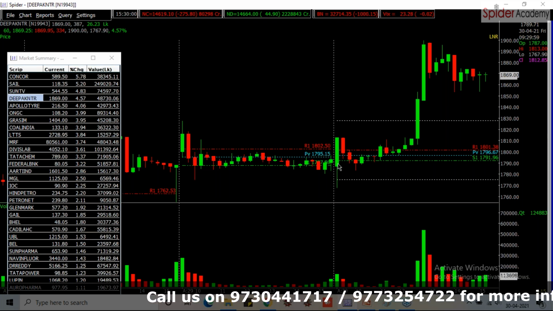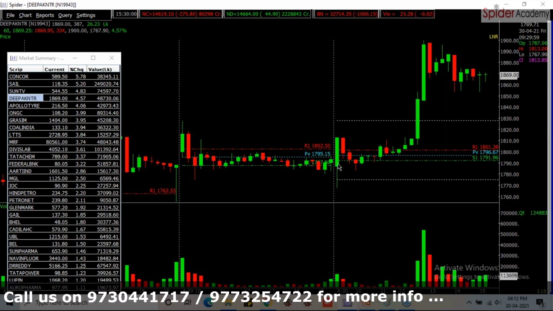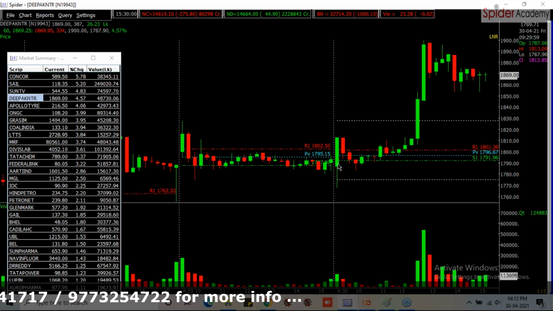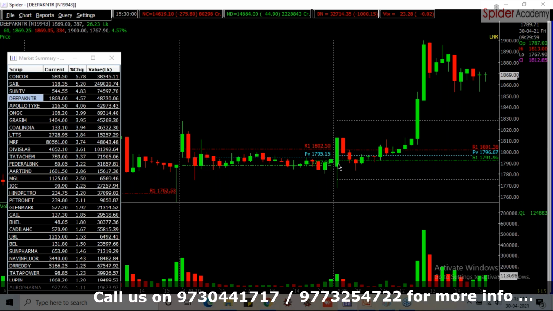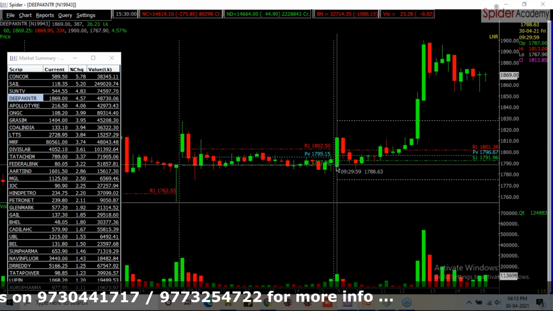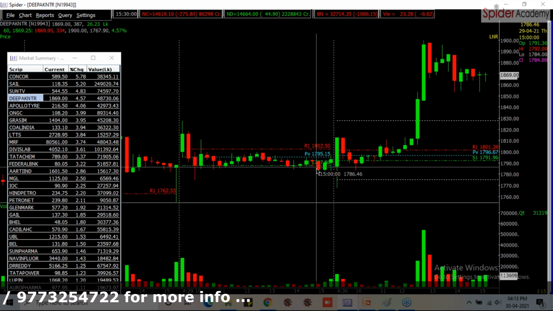After filtering out the stocks, how will we make the entry? That is the main part over here. Whenever we get the stocks, we need two types of confirmations. The first type of confirmation is that it should trigger or challenge the previous bottom level.